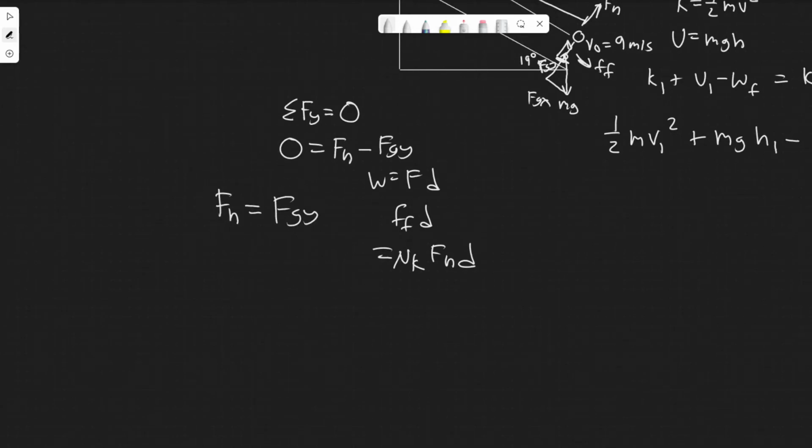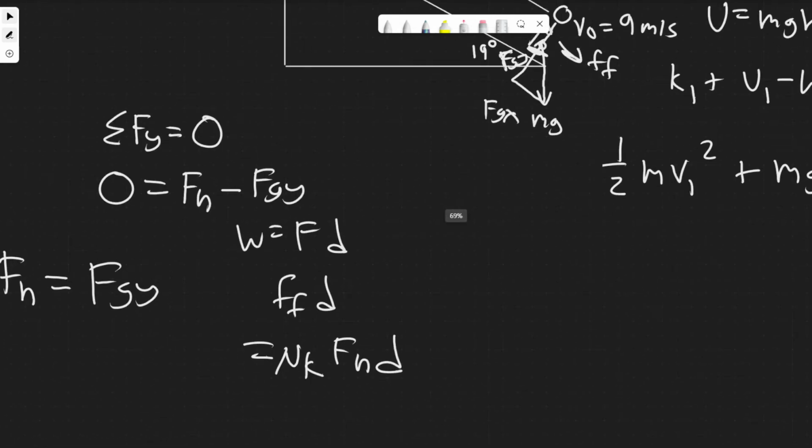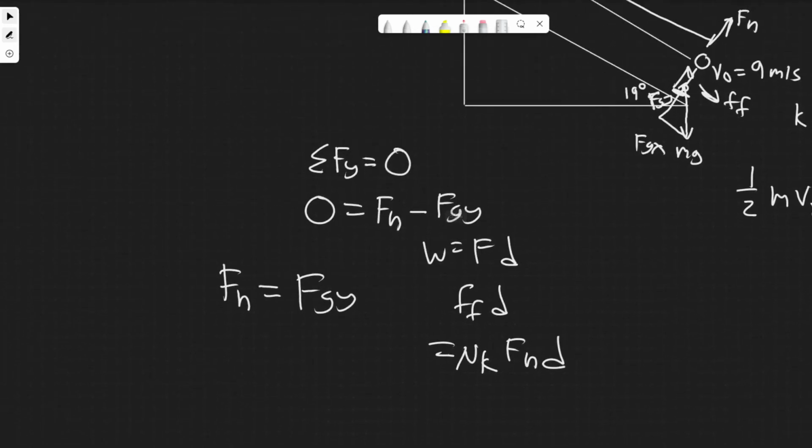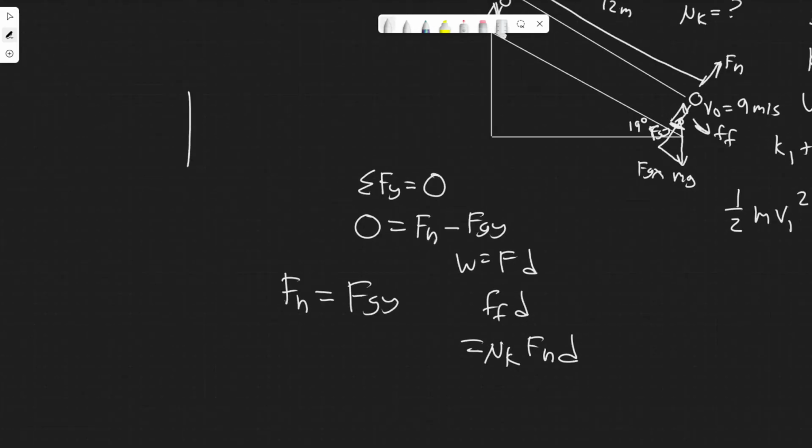And then how do we find F_g of y? It's going to be the y component of this gravity force. I can show you how we find it. If you imagine this triangle right here is this triangle, the same thing. This side corresponds to mg. This is your F_g of y, and this is your F_g of x. This angle right here is the same as the angle of the incline, the same value. So this is 19 degrees.